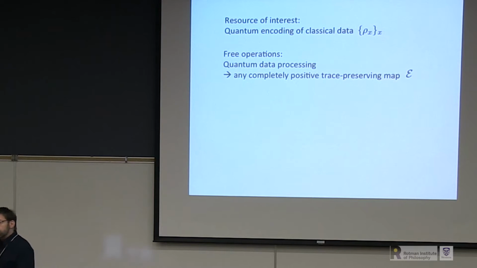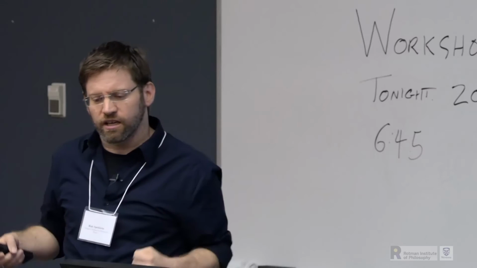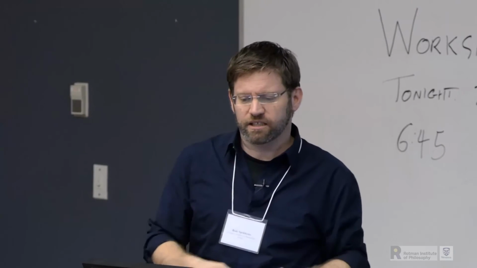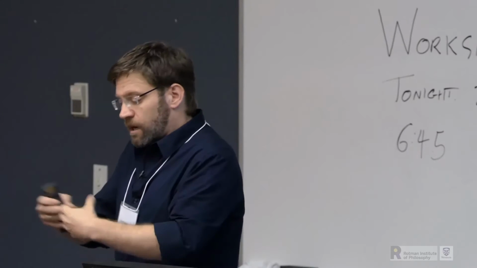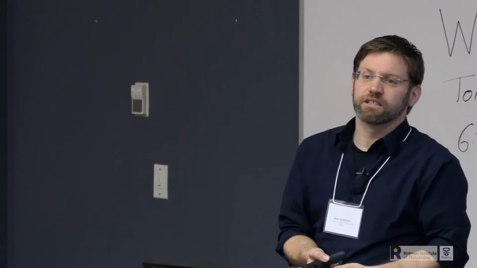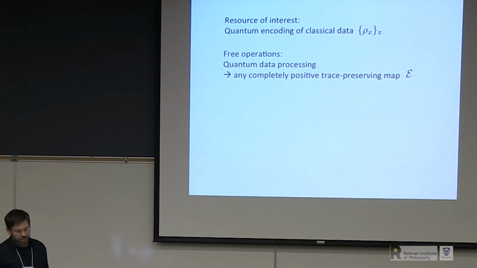The free operations are just any processing on the system that represents that data. The most general kind of processing in quantum theory is a completely positive trace-preserving map. So I can apply any map I like to that system, and that's free. What I can't do for free is just get a new encoding of X. If we're imagining a communication context, Alice has this classical message X. She encodes it in a quantum system, sends it to Bob. Now Bob can do anything he wants with that system, but he doesn't get more copies of X, right? That's in Alice's lab. This quantum system is the only sample he has of X. So he can process it as much as he likes.